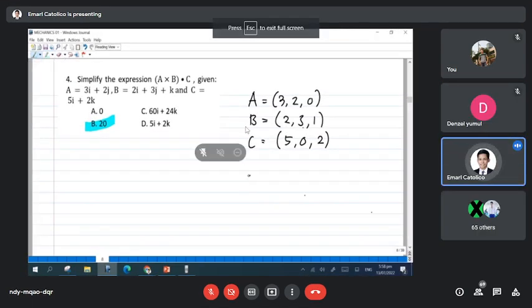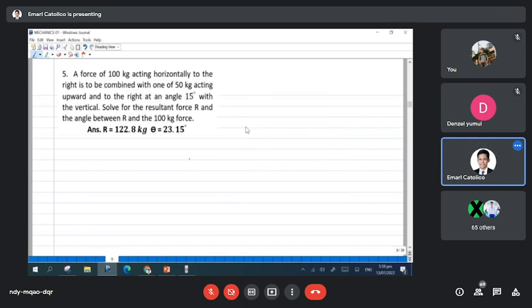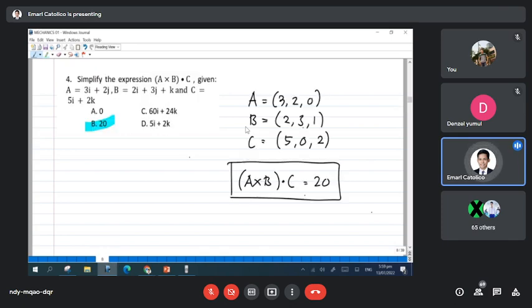So vector A times vector B dot C is equal to 20. Don't use the long method, okay? Diyos ko, ang haba niyan. Oh, yun na pala. Okay na tayo sa vectors. Next topic tayo.